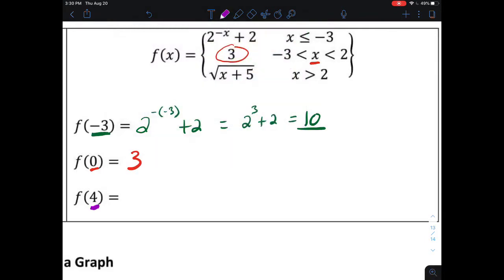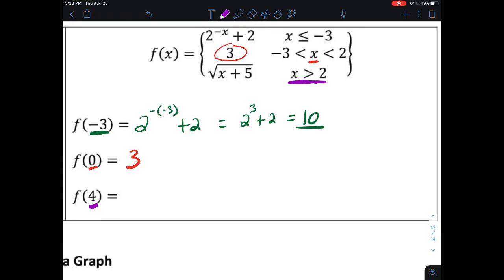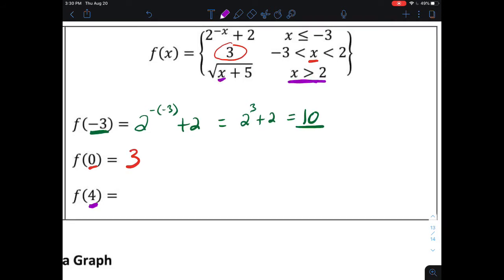And lastly, f of 4. Well, 4 falls inside of this inequality of being greater than 2. So I simply would just put the 4 where that x is. So I have the square root of 4 plus 5, which is the square root of 9, which gives me 3. So that's evaluating piecewise defined functions.